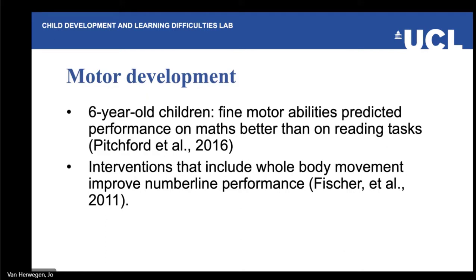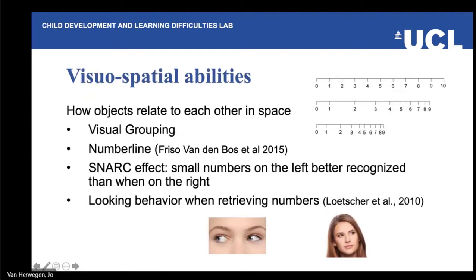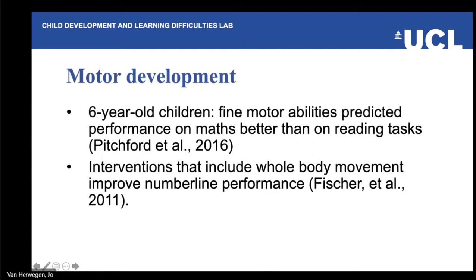And we also know that intervention studies, which I'll be talking more about in session 3, that include whole body movement, improve number line performance. And number line performance is this ability to know how numbers are spaced on a line, such as you can see here. So here in the middle, you can see that the numbers are not evenly spaced. And this is what we see when young children draw on a number line compared to at the top, for example. And so interventions that include whole body movement, such as walking or roaming free or jumping, improve number line performance. And this was researched by Fisher et al.